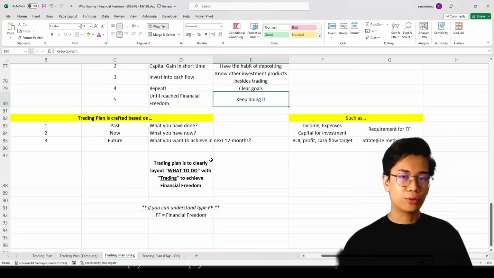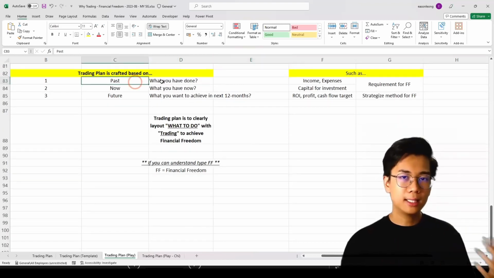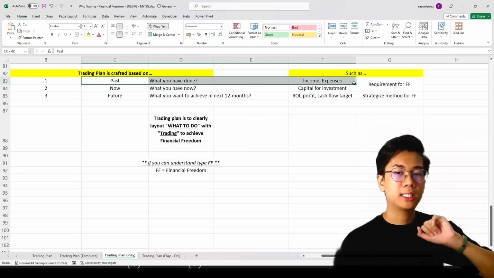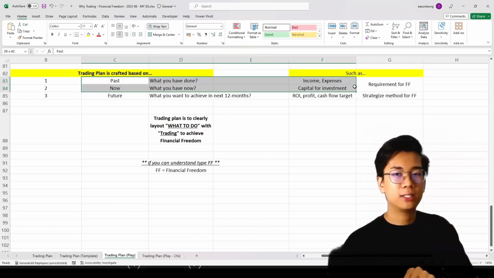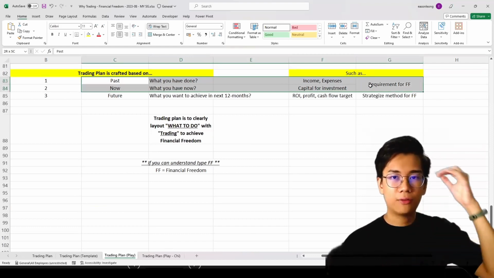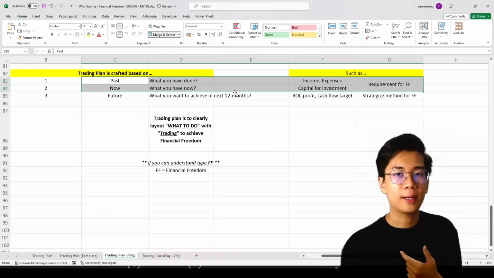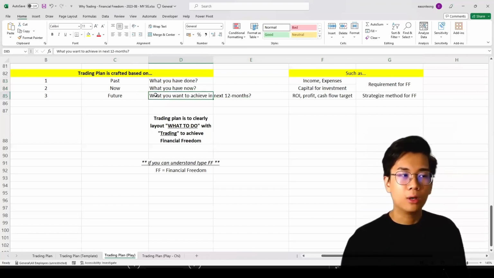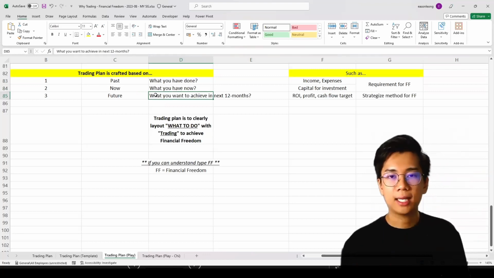So in order to craft all these things, you have to properly understand what you have done before in terms of your income and expenses, what your financial situation is right now, what capital you are ready to invest in the profit, and how you want to get started. After that, think of these as your weapons, ready to fight for the next 12 months. For the next 12 months, what figures do you want to earn? What is your ROI? What is your profit? What is your cash flow target?